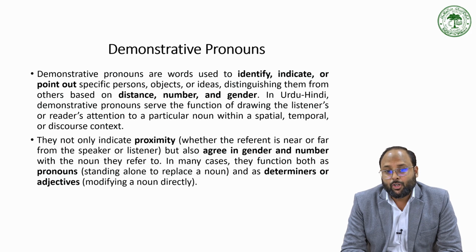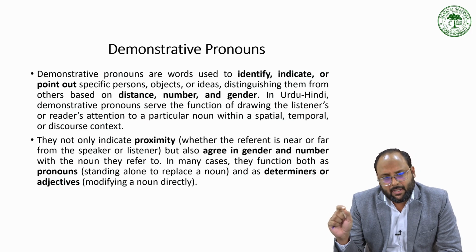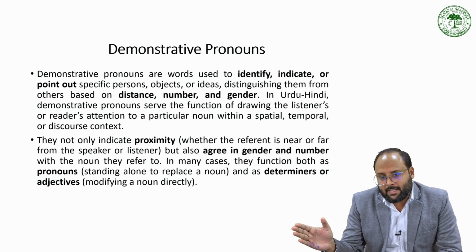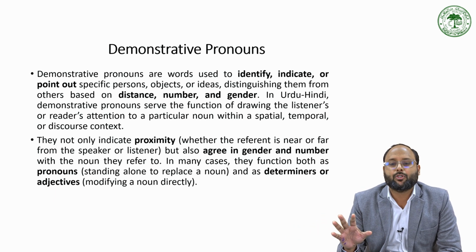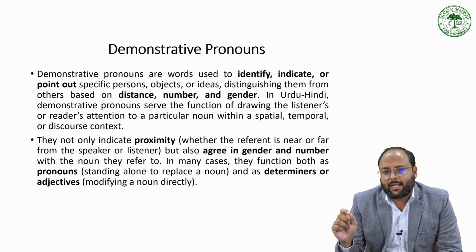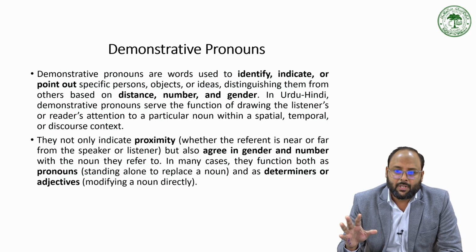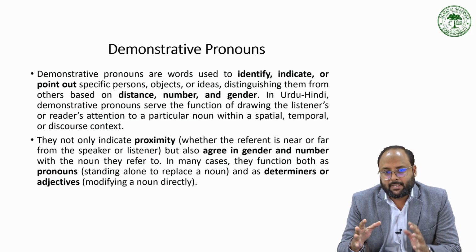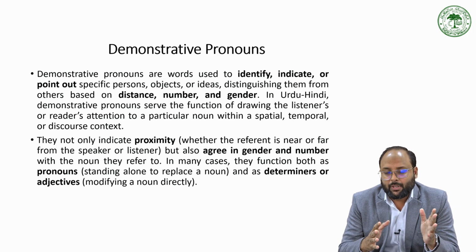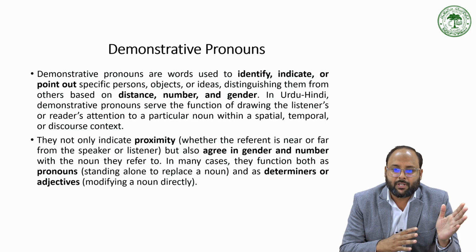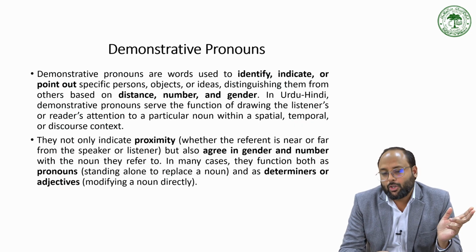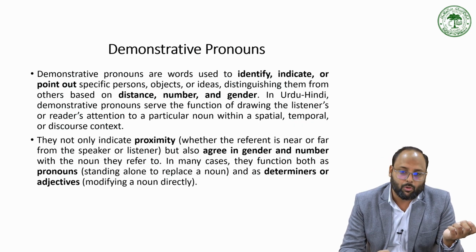Proximity means whether the referent is near or far from the speaker or listener, but they also agree in gender and number. So the demonstrative pronouns indicate or express the proximity, whether the object or the person is near or far. But they also change according to gender and number. The demonstrative occurs sometimes with a noun. So to whichever noun it refers, it agrees in number and gender with that particular noun.